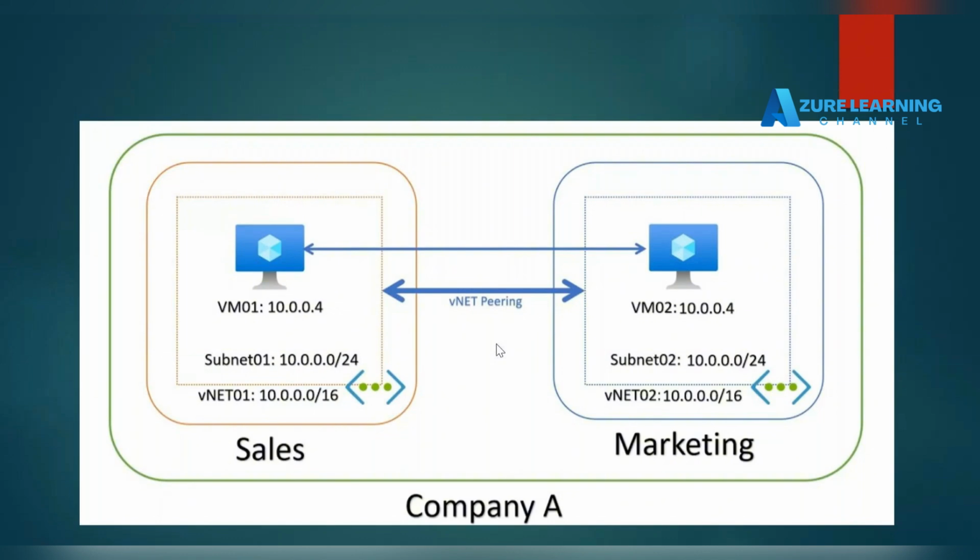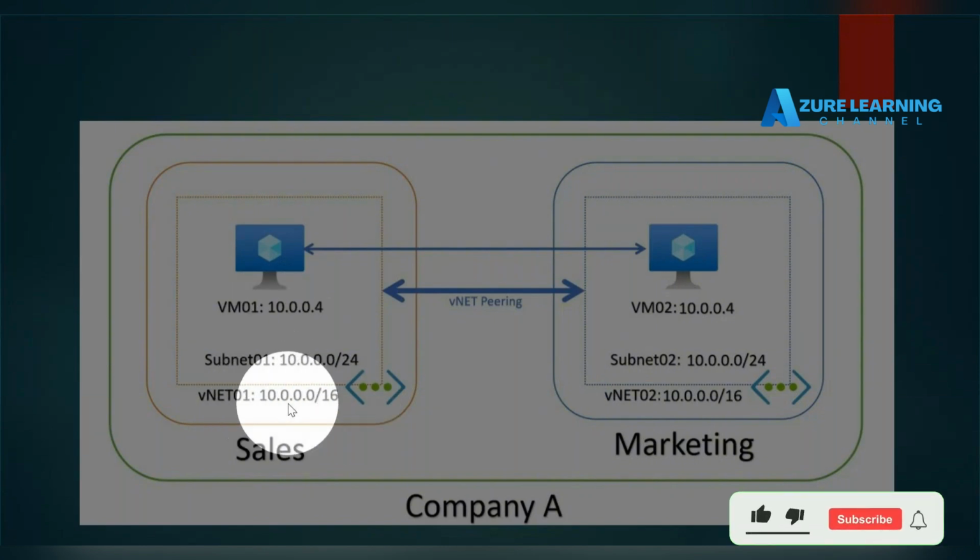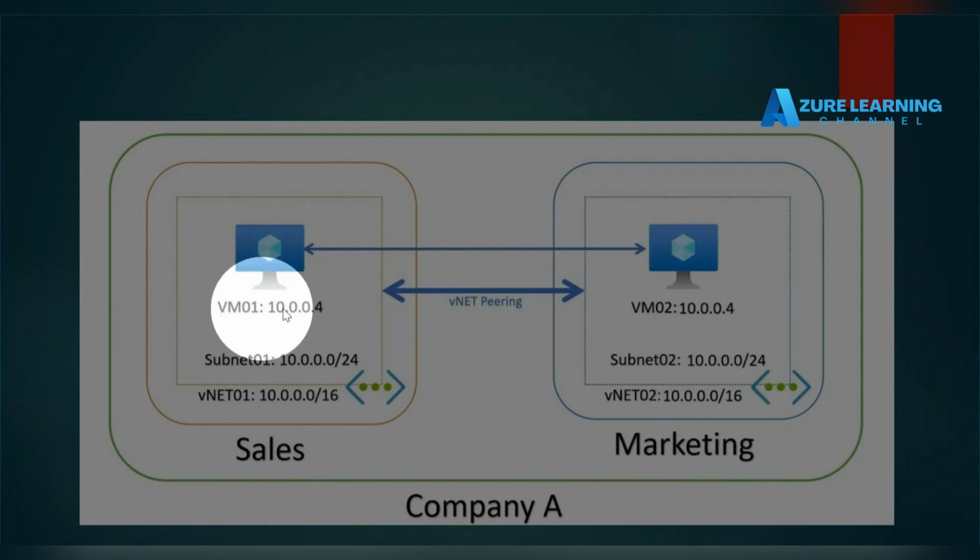If you have two different networks, in this particular case Sales is one of your networks and Marketing is another. If these two networks want to communicate with each other, VNet peering is the option you can enable here. But the drawback is that an IP overlap can occur. See here, the CIDR destination is 10.0.0.0/16. Similarly, here also 10.0.0.0/16. If these two servers have the same endpoint, then how can we access privately? How can these two servers communicate privately?